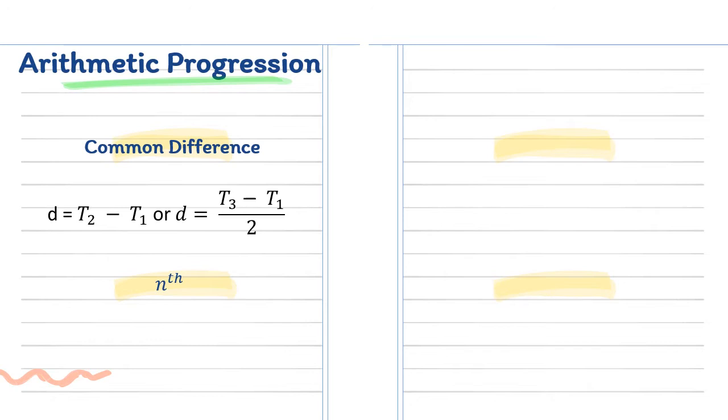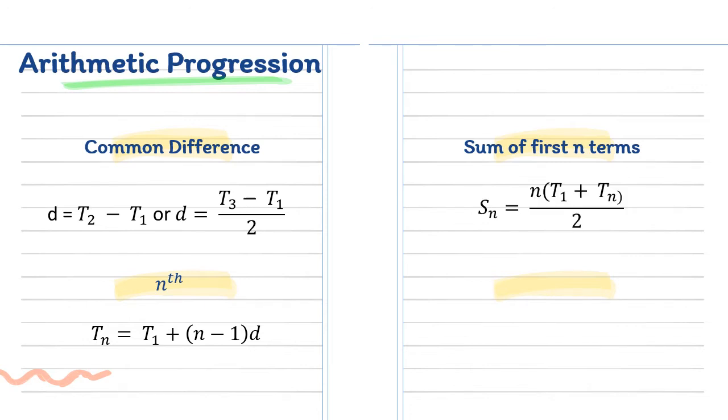And we also have the nth term. The formula for the nth term is tₙ = t₁ + (n − 1) × d. And we also have the sum of the first n terms. We have the formula Sₙ = n × (t₁ + tₙ) / 2.